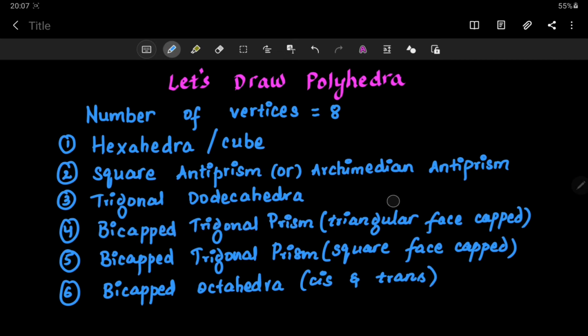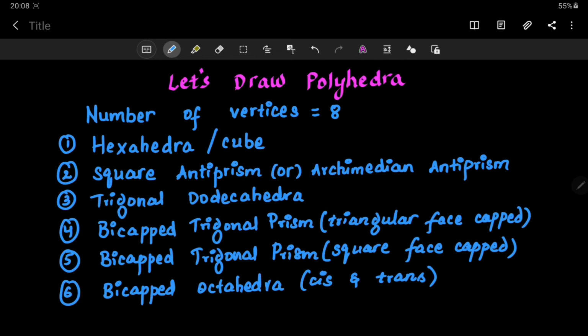The fourth one being the bicapped trigonal prism, where the triangular face is getting capped. The fifth one is a bicapped trigonal prism. In this case, the square faces get capped. And the last one being the bicapped octahedra, where two faces that could be cis to one another can be capped, or two faces that are trans to one another can be capped. So these are the different varieties of the geometries.